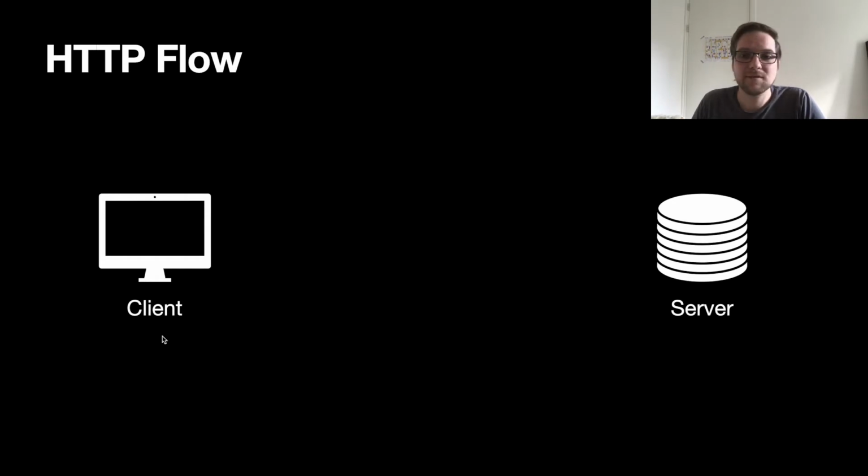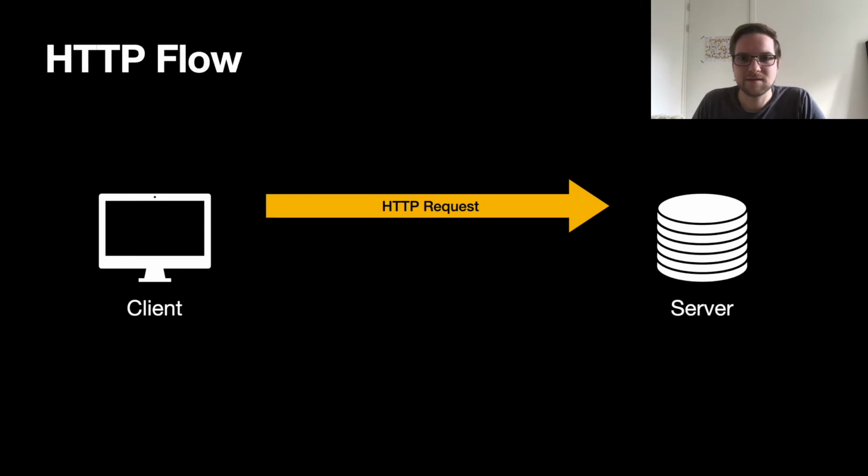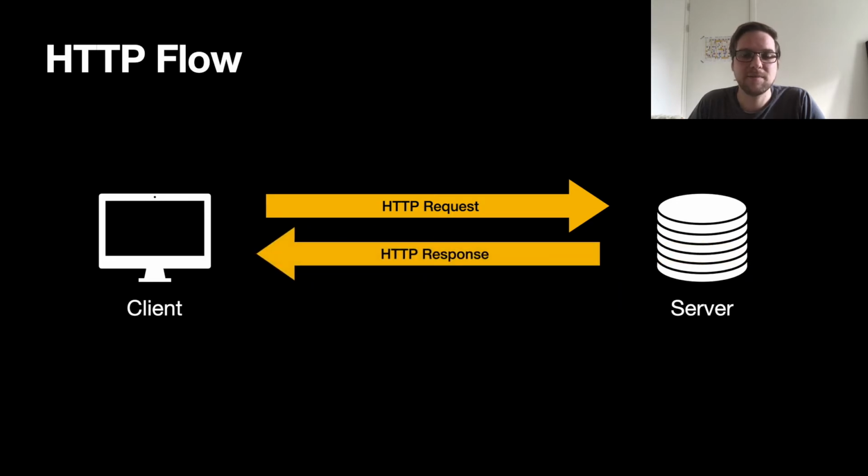When the client wants to talk to the server on the right, it sends an HTTP request. The server receives the HTTP request, processes it, and then decides what response to send back to the client, and it sends an HTTP response with the result of the request. Was that successful? Did an error occur? Maybe with some data. It depends, of course, on the request and on the server.